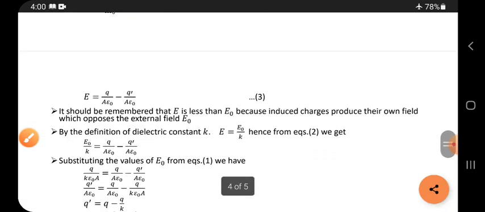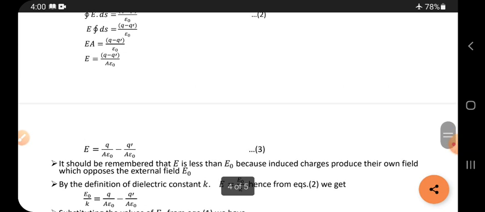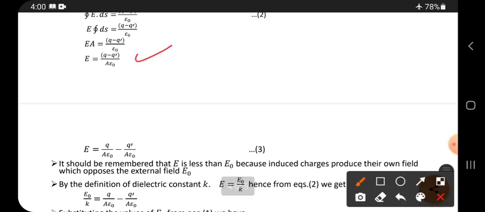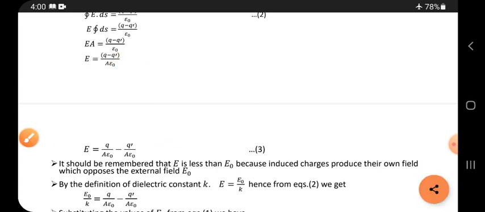Next, see here, write this equation: q by A epsilon naught and q dash by A epsilon naught. We write it like this. Let it be equation 3. So by just separating it, we get this one.